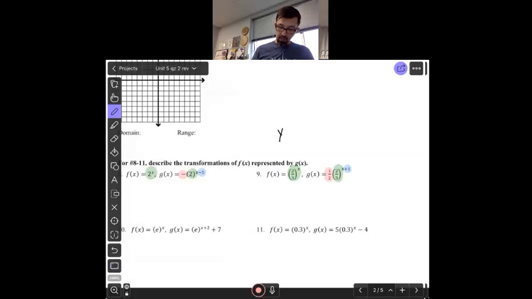Remember with these problems, y equals a times b to the x minus h plus k. That's our general form. A can be our vertical compressions or stretches.